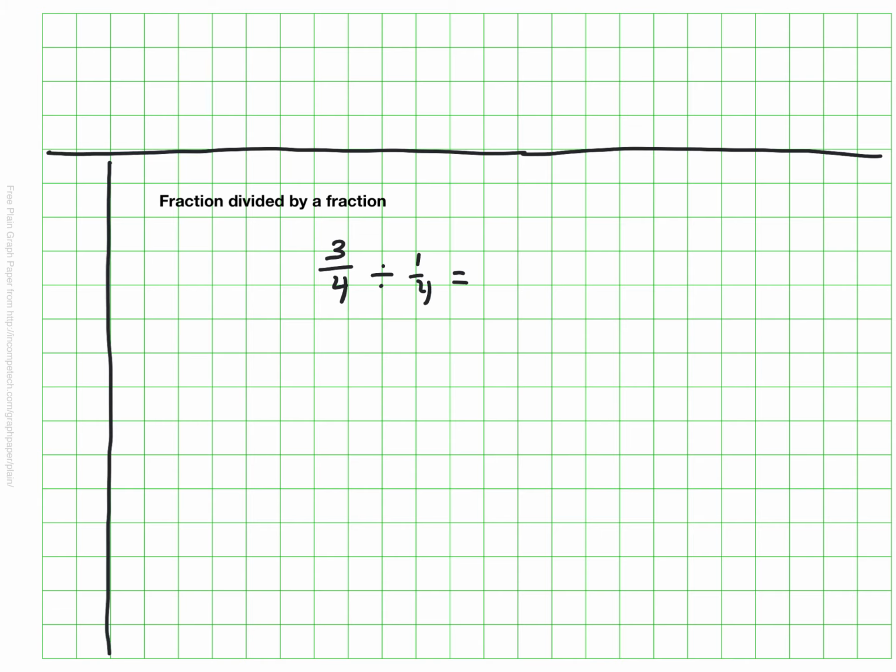This time, the dividend and the divisor are both fractions. So we're trying to see if we have 3/4 of something and we split it into groups of 1/4 each, how many groups we could make. And as always, I'm going to start with a model.